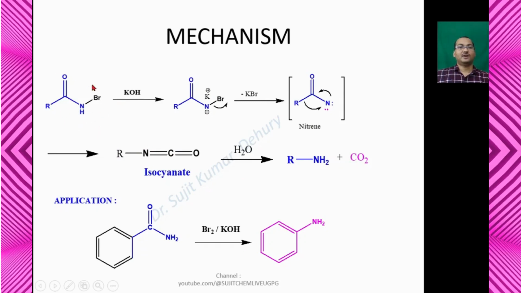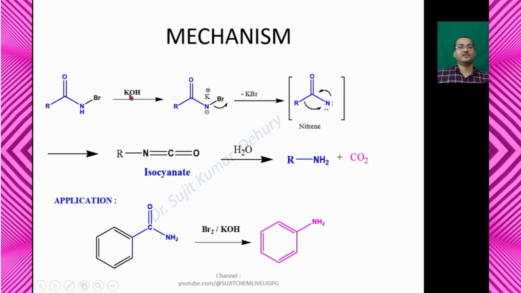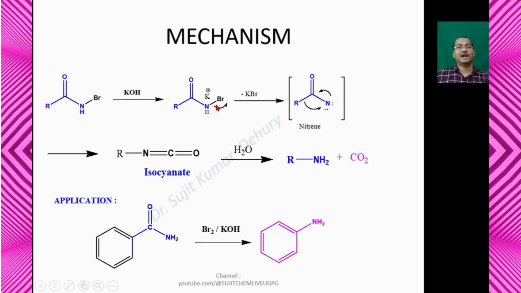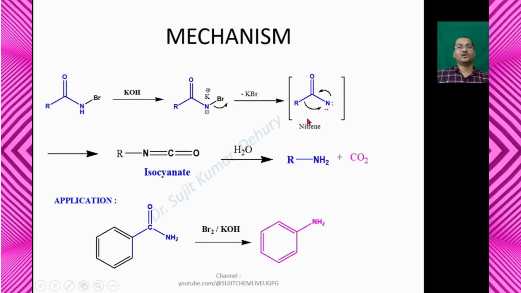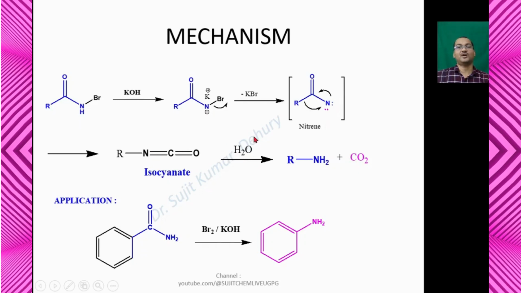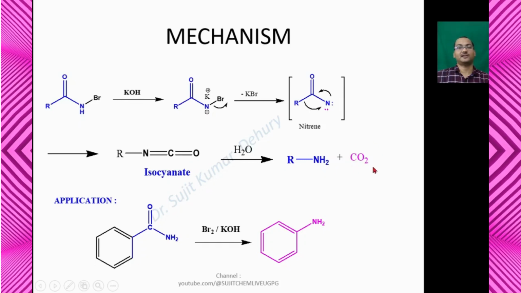Again this reacts with potassium hydroxide. This OH minus ion takes the proton from here. So you get N minus and K plus, and it eliminates Br as Br minus, giving rise to the nitrene intermediate. This undergoes rearrangement to give rise to isocyanate, and this isocyanate upon reaction with water gives rise to amine plus carbon dioxide.